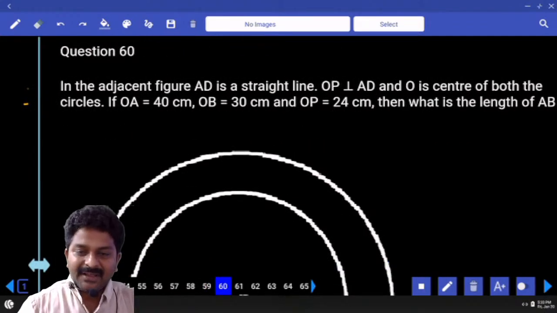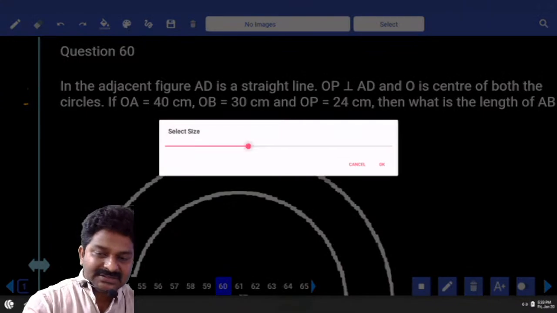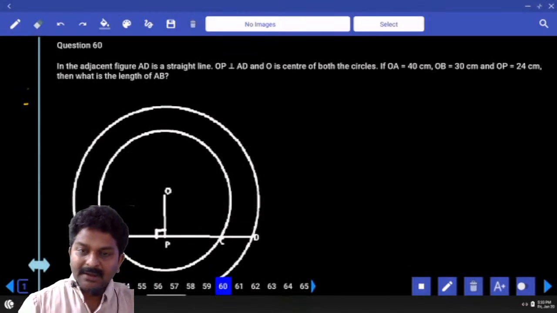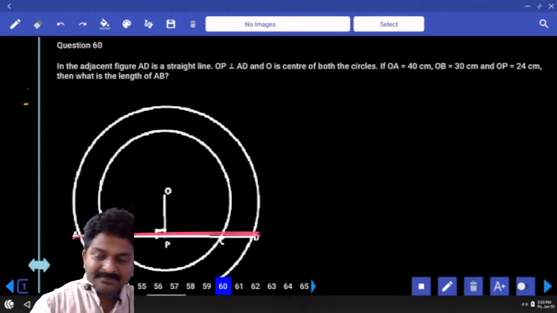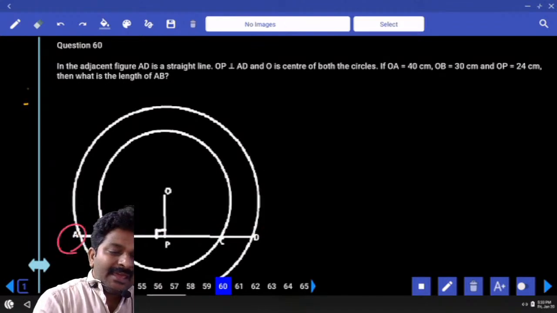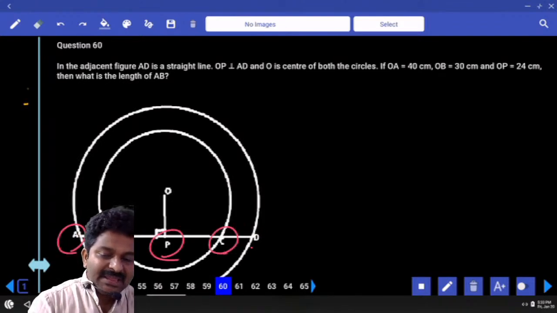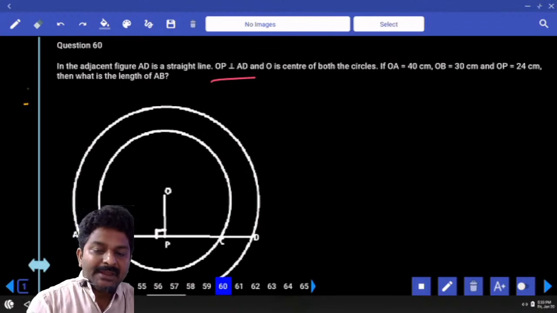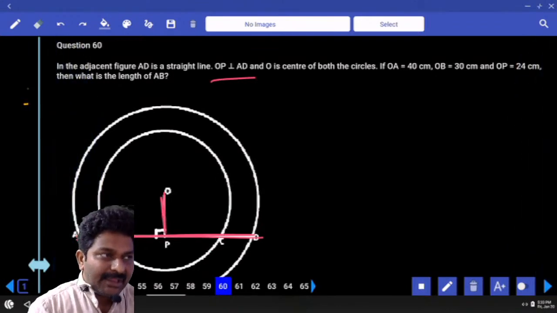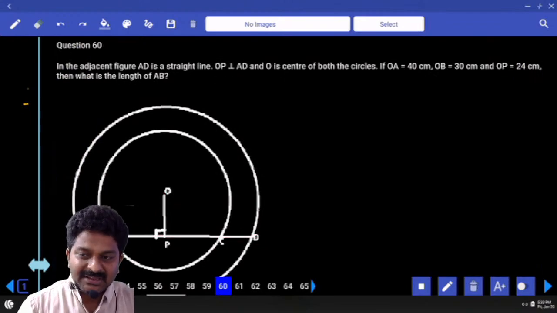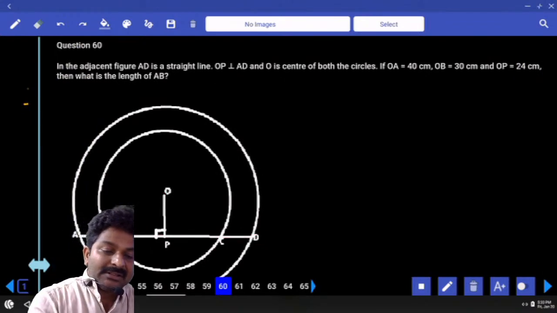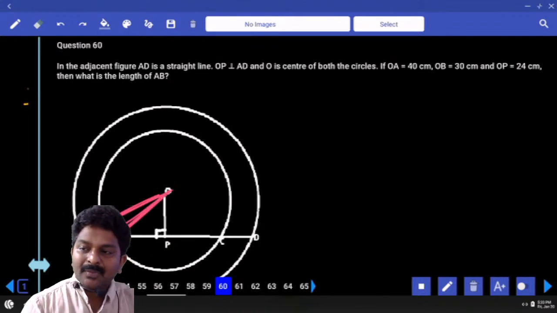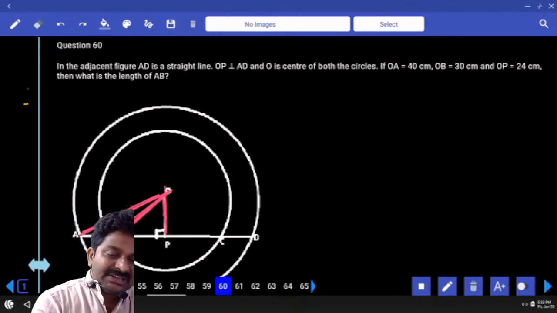Now, in the adjacent figure, AD is a straight line. Now, let's see the figure. AD is a straight line, with points on the line A, B, P, C and D. OP is perpendicular to AD. O is the center of both the circles. OA is 40, OB is 30, and OP is 24.